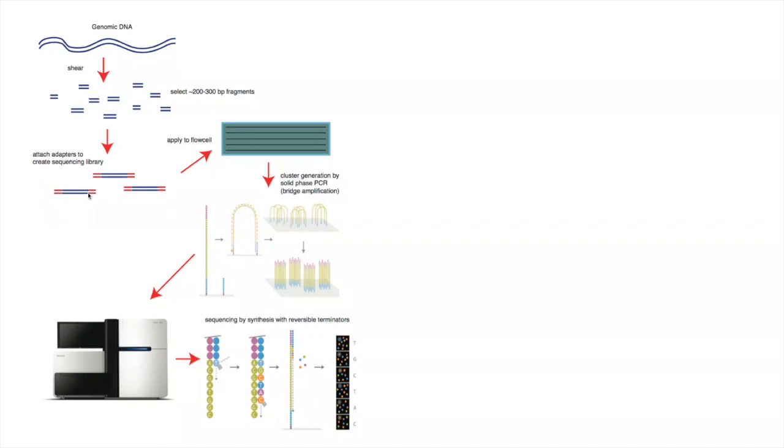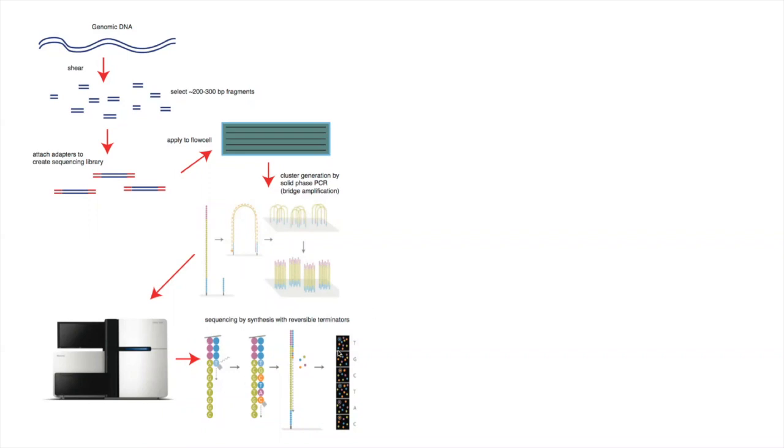And so those adapters, here you can see paired-end reads and adapters attached at the end of each read sequence. Then these are applied to a flow cell where we have PCR bridge amplification. PCR bridge amplification produces enough material for the sequencer to read what's in the sequence. And the reading is done by synthesis with reversible terminators.